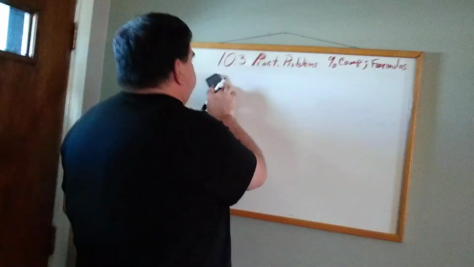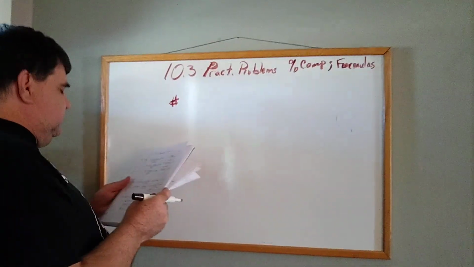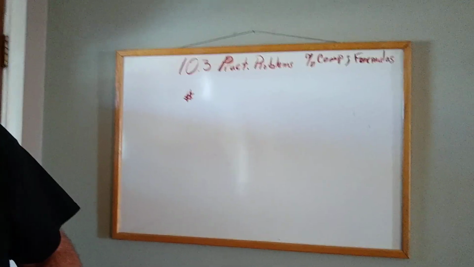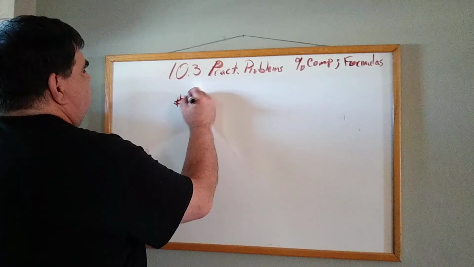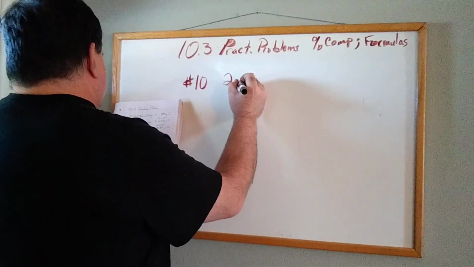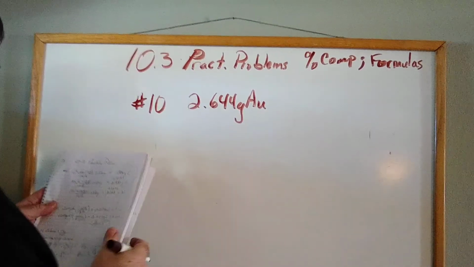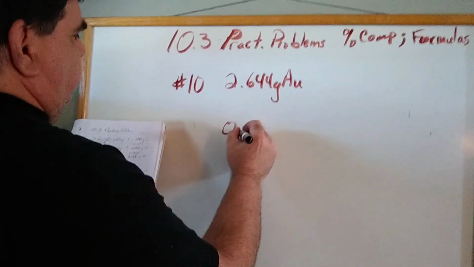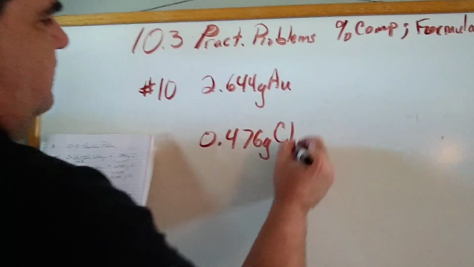And we're actually looking at an empirical formula, first time, or second time, I should say, doing this on a board. Number 10, it wants to know what is the empirical formula for a gold chloride compound. So it tells us that we have 2.644 grams of gold, Au. And it also tells us that we have 0.476 grams of chlorine.